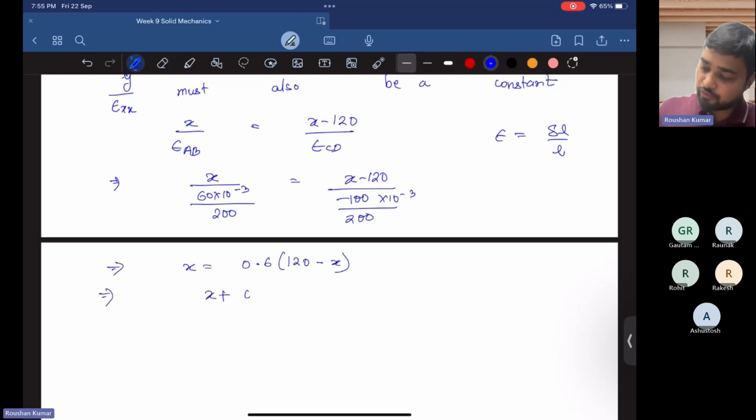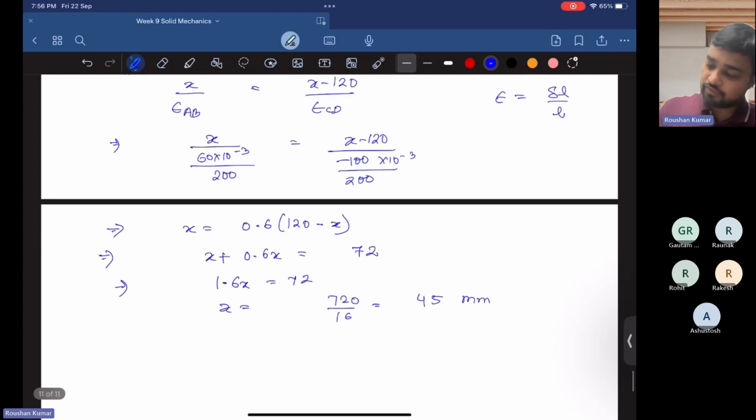So x plus 0.6x equal to 72. That is 1.6x equal to 72. x equal to 720 upon 16, which is 45 mm. So x equal to 45 mm.